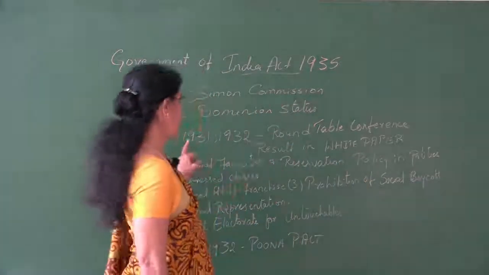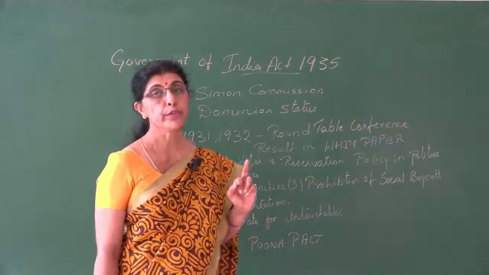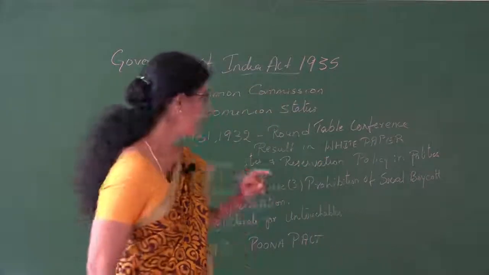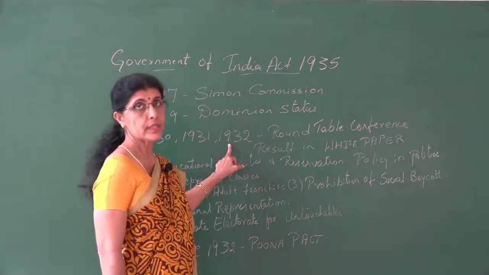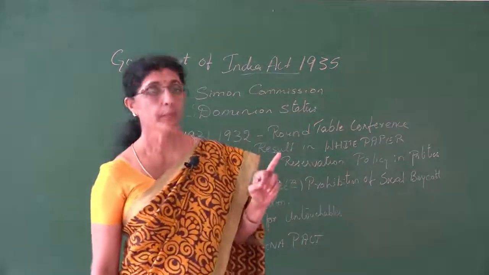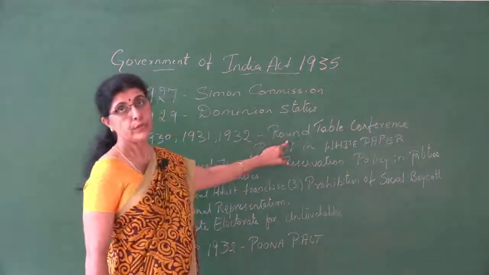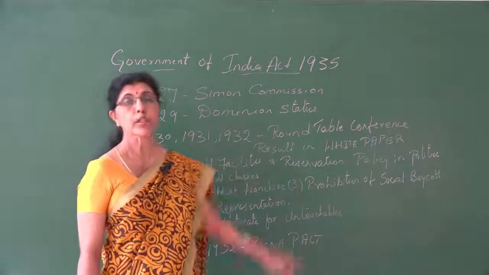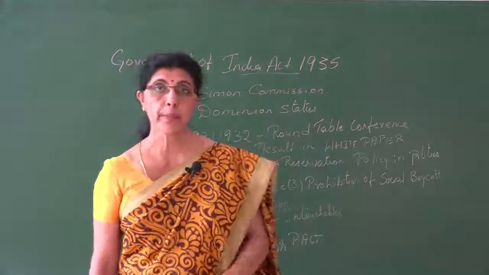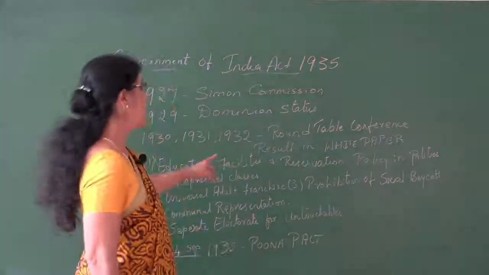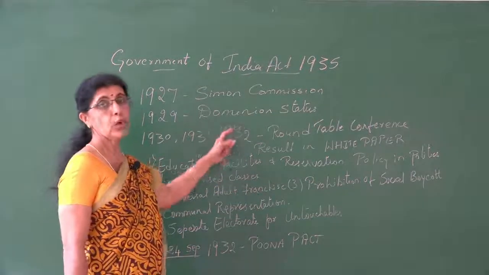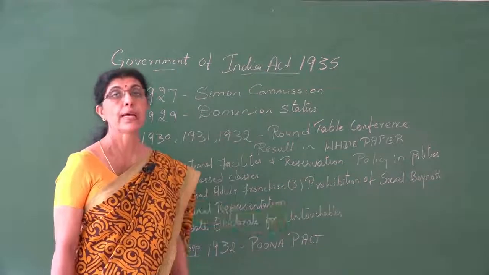Again, in 1931, there was another roundtable conference where they discussed different issues, headed by Dr. B.R. Ambedkar. And the last roundtable conference, the third one, which was led by Mahatma Gandhi, was finalized and they submitted a report in the form of a white paper. This white paper specified certain policies which were the result of these 3 conferences.